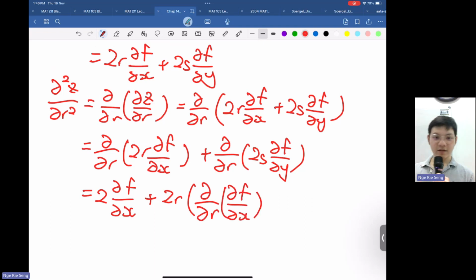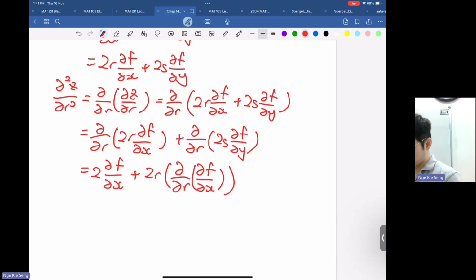So how are we going to differentiate this guy with respect to r? You need to think carefully now. What is in terms of r here? It's in terms of r, but f is in terms of x. So what should we use here? Chain rule. Okay, so we have to use chain rule here. Let us be a little bit careful.